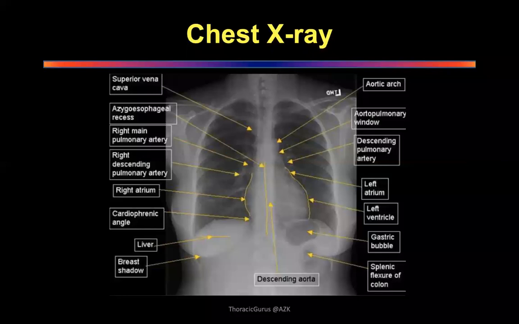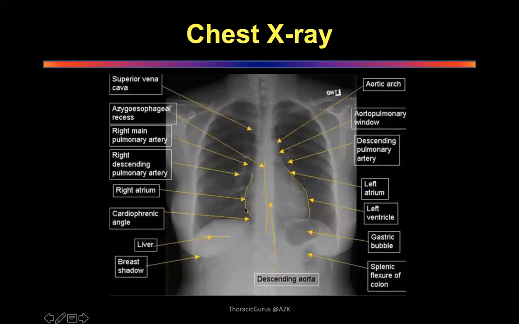Let's go to this one now. I gave this to everybody. I want you to actually look through this and tell me how many of you got this right. Don't tell me, but for your own self, go through it. So we said that this is the SVC. This is the azygoesophageal recess, that long vertical line. This is the right pulmonary artery I showed you earlier. This is the right descending pulmonary artery, so it's just a continuation of the pulmonary artery.